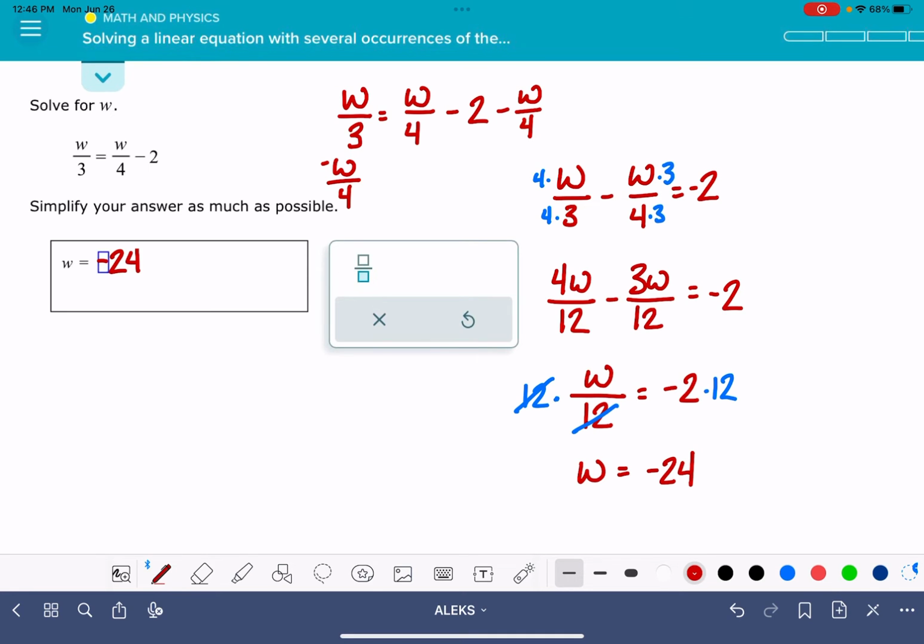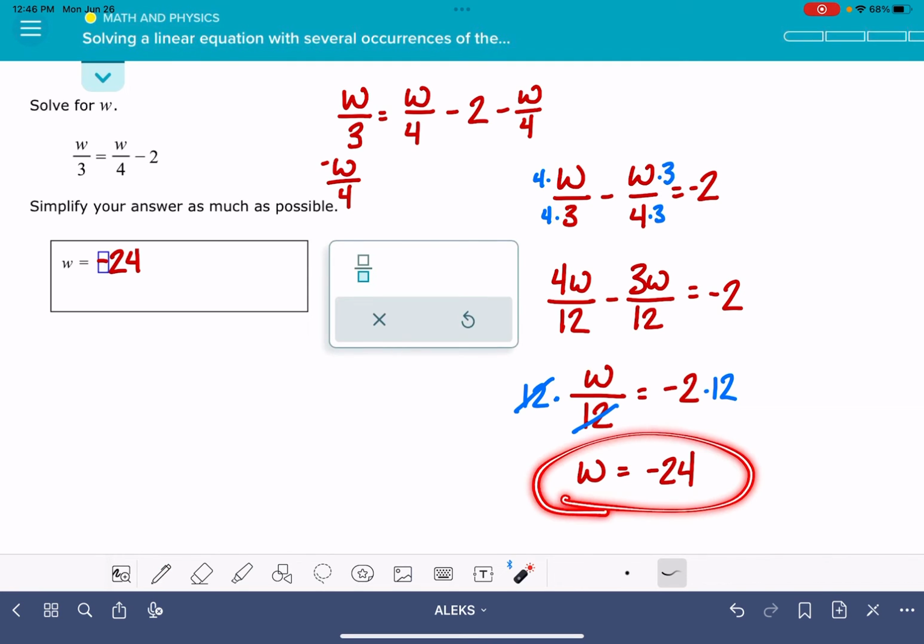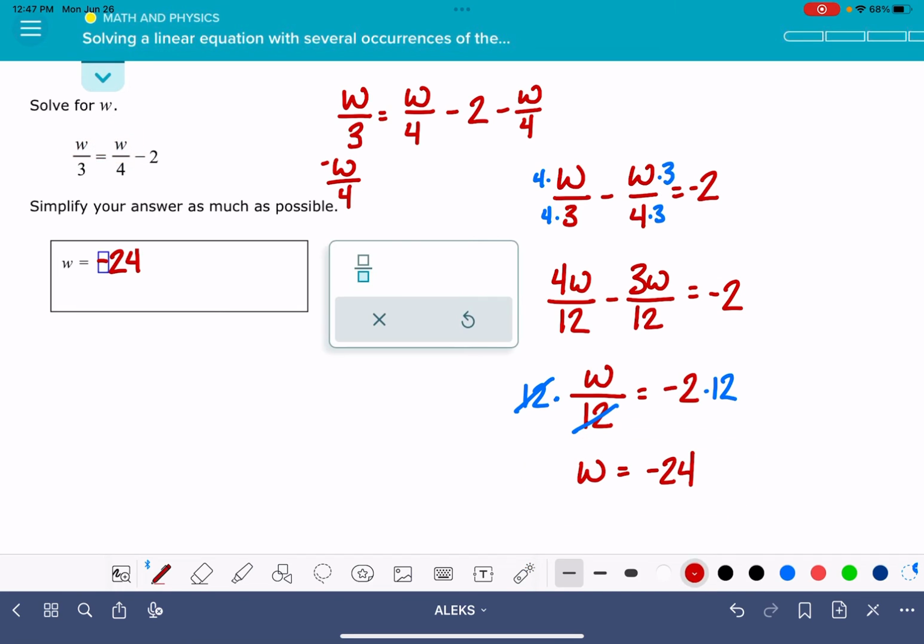Now, if this algebra makes you feel a little bit uncomfortable, if you don't feel very confident in your algebraic skills, you can check your work by taking that value of w and just plugging it back in to the original equation. So let's do that. Let's just make sure that I haven't messed anything up since I almost lost that negative sign on the 2. I'm going to plug in negative 24 as my value of w for this first term, divided by 3, and then for my second term, negative 24 divided by 4 minus 2.